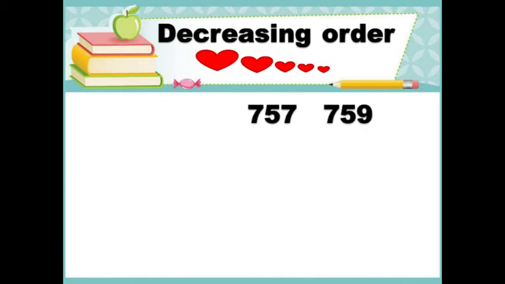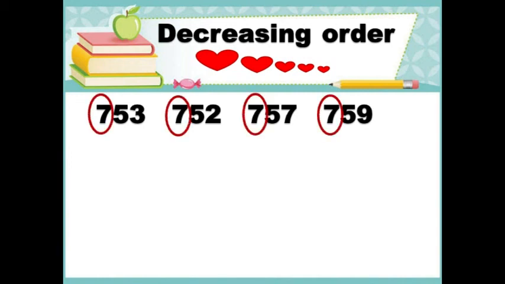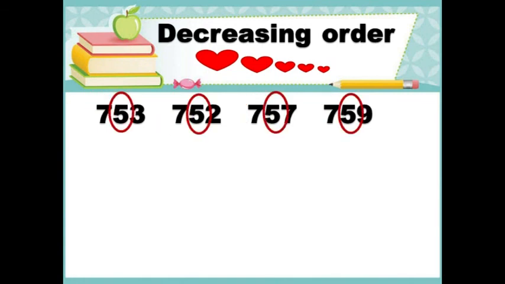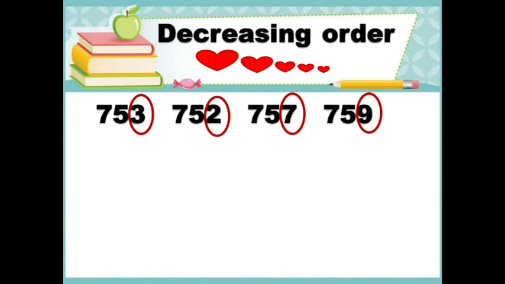Okay, next example. We have here 753, 752, 757, and 759. Okay, let's look at the place value of hundreds. The number in there is 7, 7, 7, 7. They are all the same. So let's move on to tens. Okay, we have there 5, 5, 5, 5. They are still the same. So let's move on to the last place value, which is the ones. We have 3, 2, 7, 9. So they are not the same. So we can start to compare it.